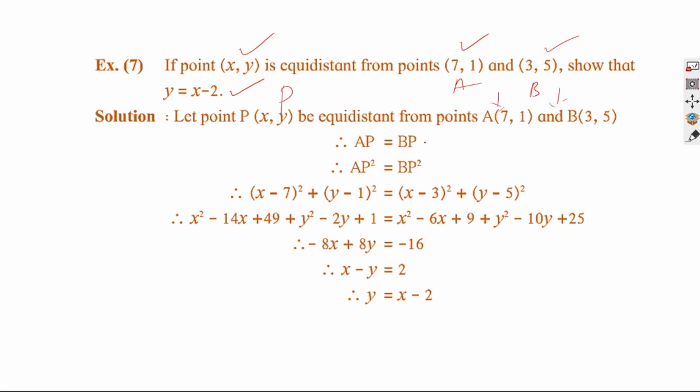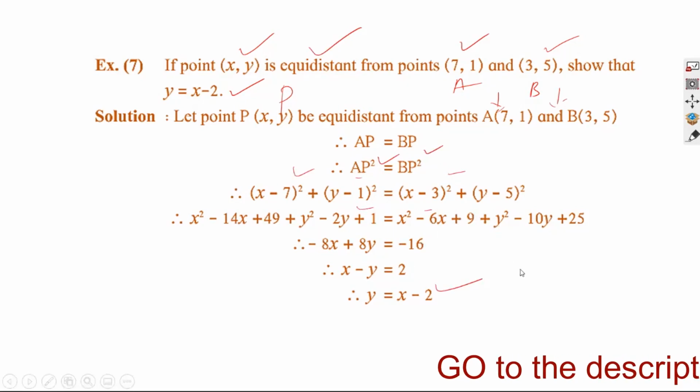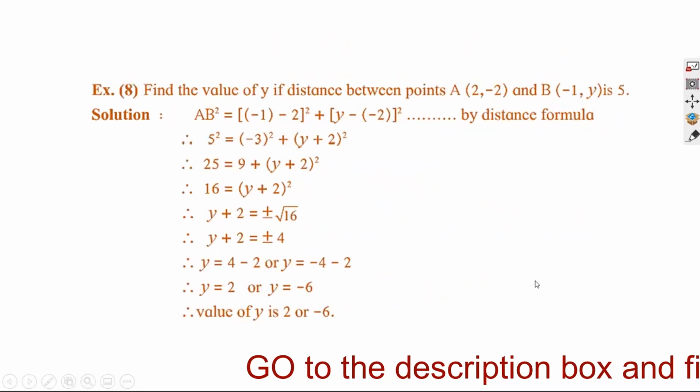We know that AP must be equal to BP because it is given equidistant. We substitute in the formula and resolve it, and you will get y equal to x minus 2. Because it is given to show that y is equal to x minus 2, it means it is true.